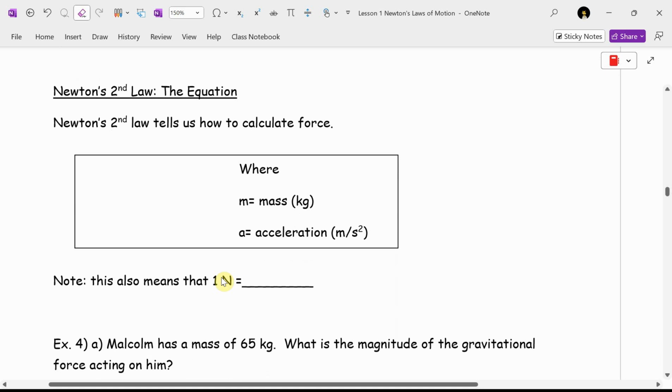A couple more, we're done. Turn the page. Newton's second law is the equation. It tells us how to calculate force. We're almost done. You guys rode the hovercraft more than most. That's fine. The equation says this, F equals ma. Can you all find that?